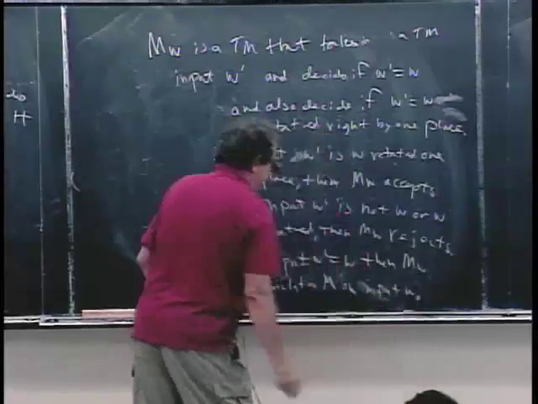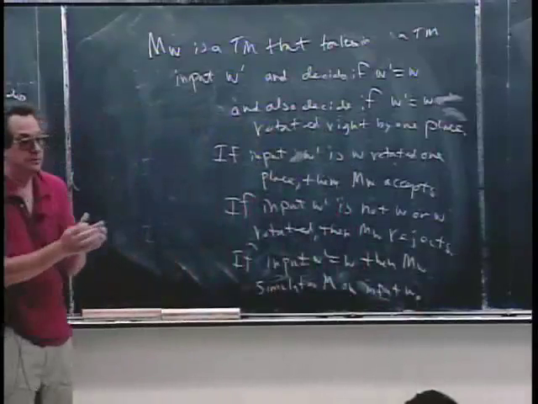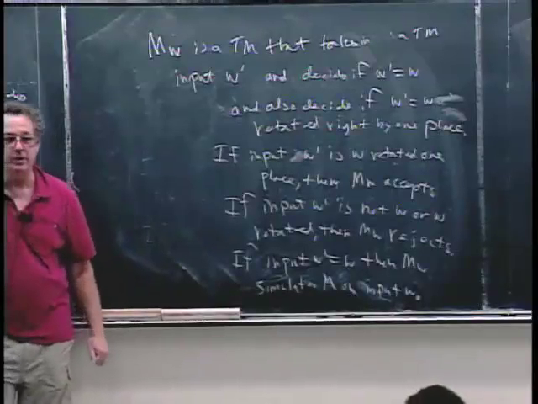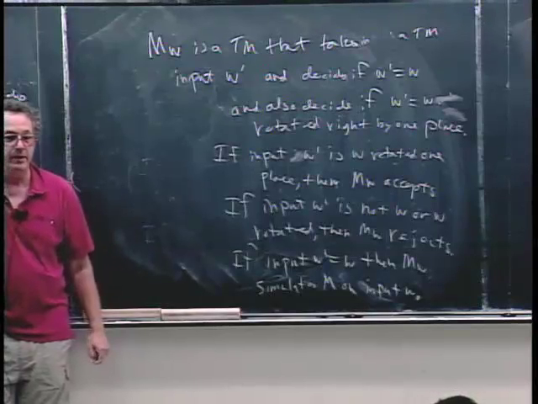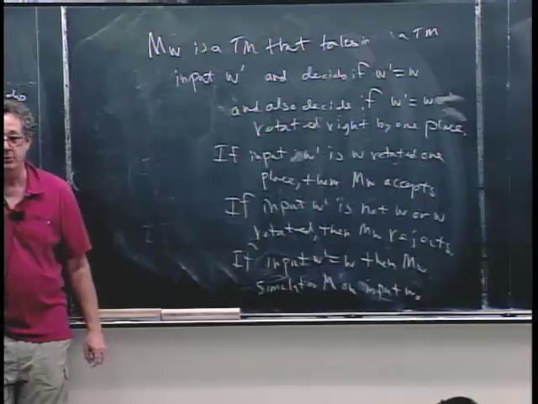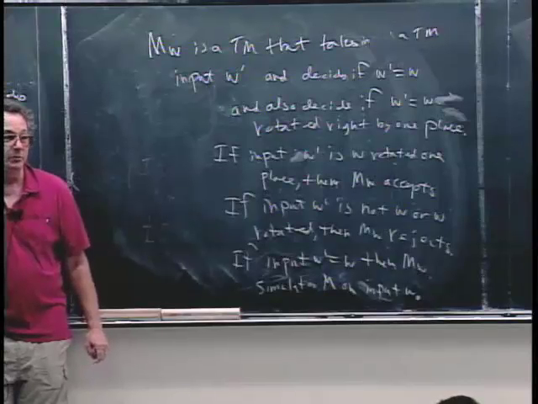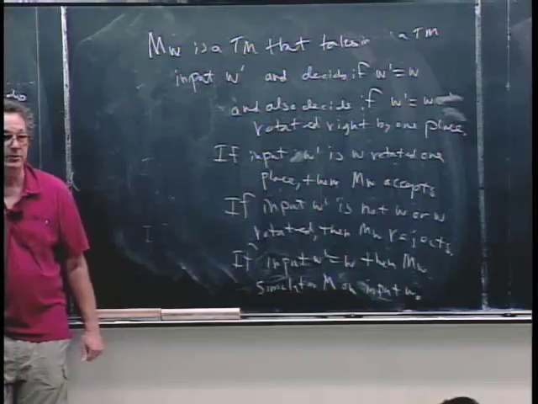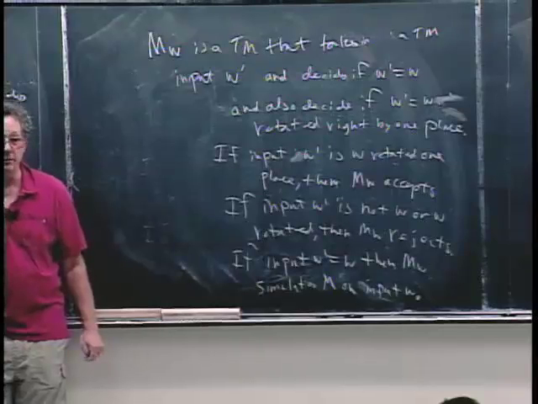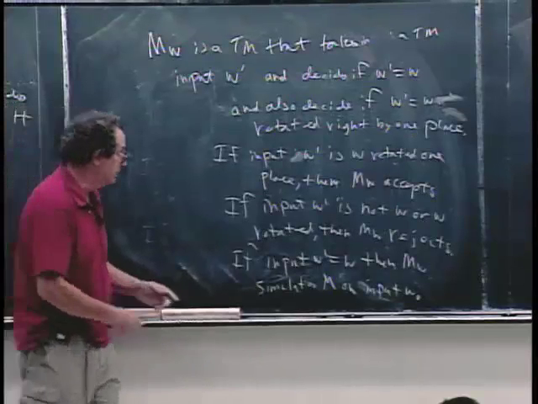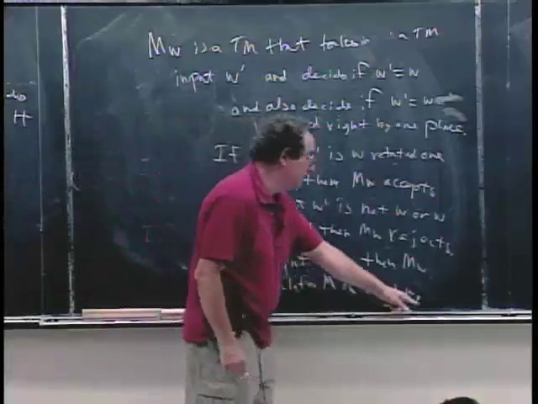Okay? So MW is a Turing machine which already has pre-knowledge of this input string W. It's built into it. And then when it's fed an input W prime, it checks whether that input W prime is W or W circulated, or neither W nor W circulated. If it's neither, it just immediately rejects. But if it's W circulated by 1, it immediately accepts.